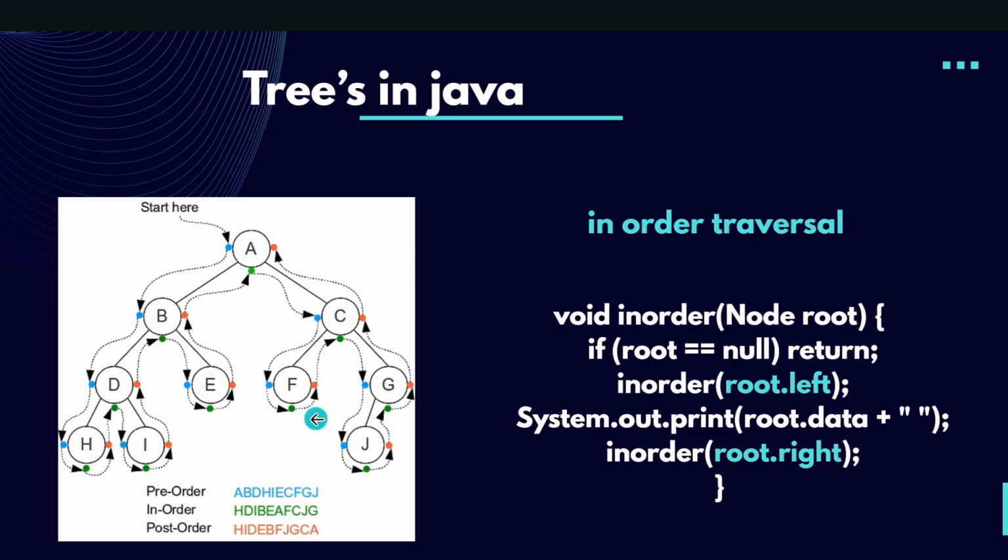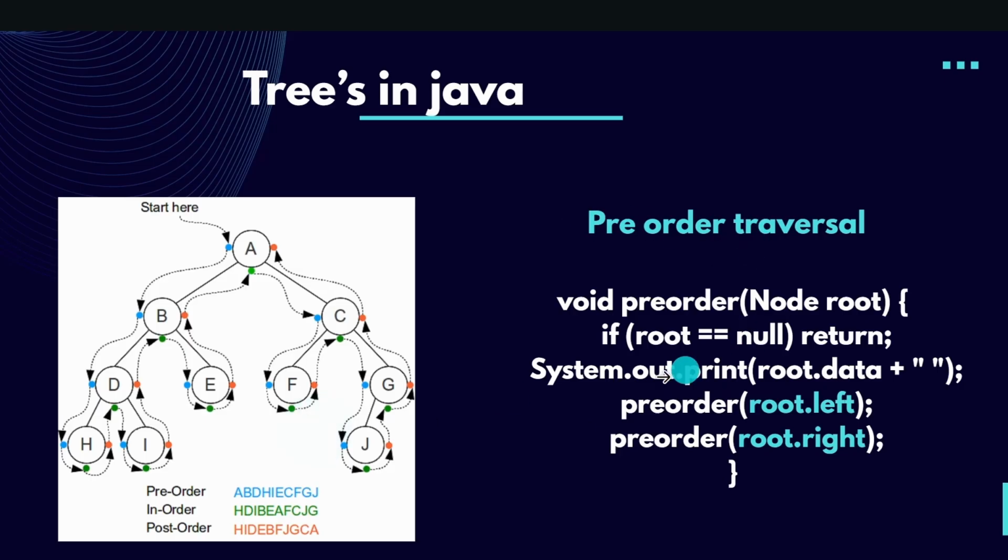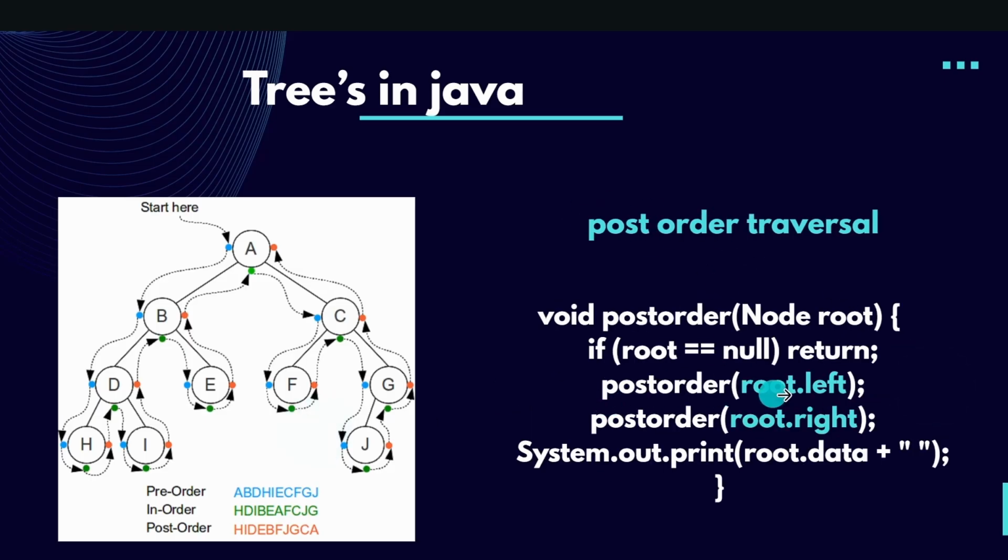So up to now we have seen in order. First you go left, print the data, go right. In pre-order you first print, go left, go right. In post order, first of all go left, right, then print the data. See, this is the simple difference between in order, post order and pre-order. So I hope you understood the full tree traversals.